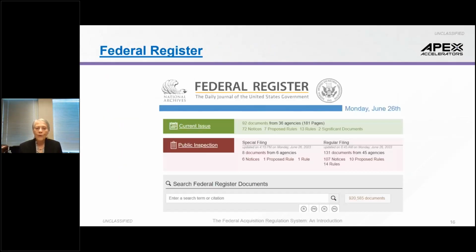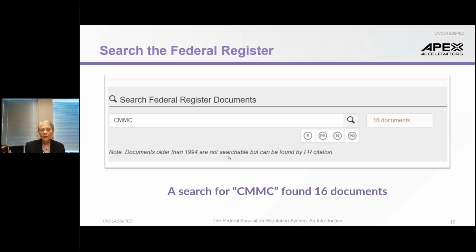And this is what the Federal Register looks like. And you see here, this was published Monday, June 26th. And it gives you an overall view of what's going on with regulations that day. And there's a search engine, so you can type in something to search for it. And if you want to search for something, like I put in CMMC, you can search and get some results. Here, the search for CMMC found 16 documents.